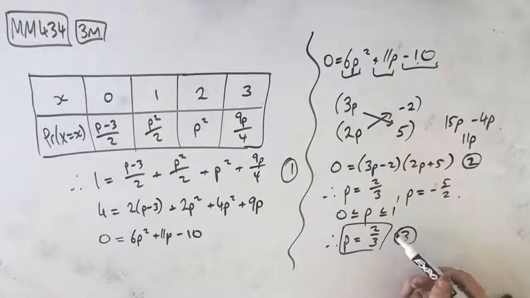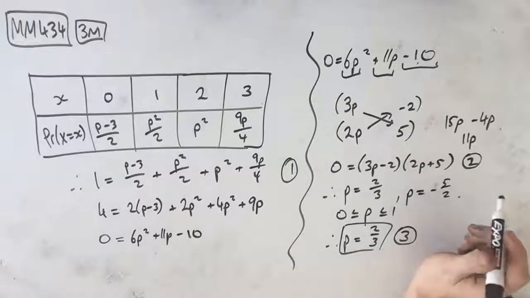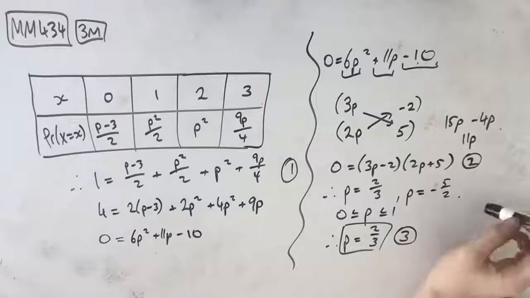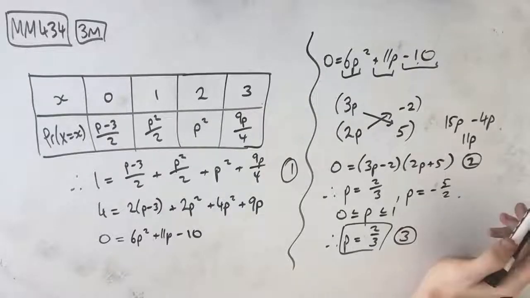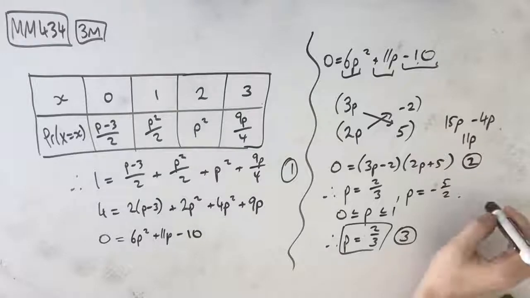So you've got to be really careful about this, just the domain that's placed on p naturally, because it does have to be between 0 and 1 because it's a probability. So p equals 2 on 3, guys. And that's it. That wraps up MM434.